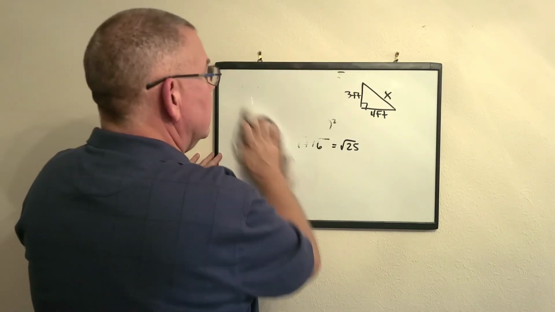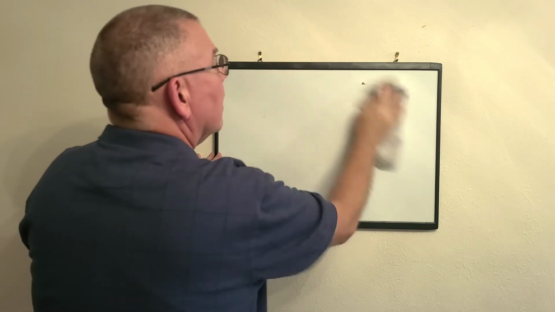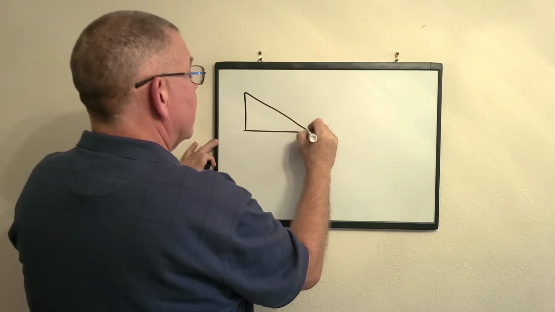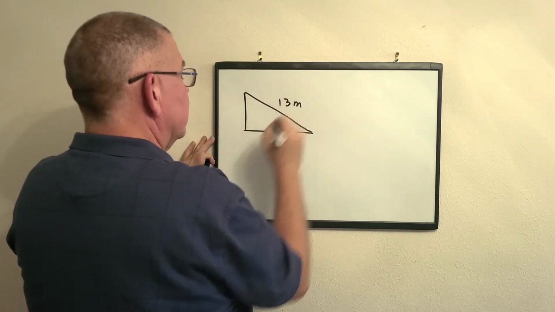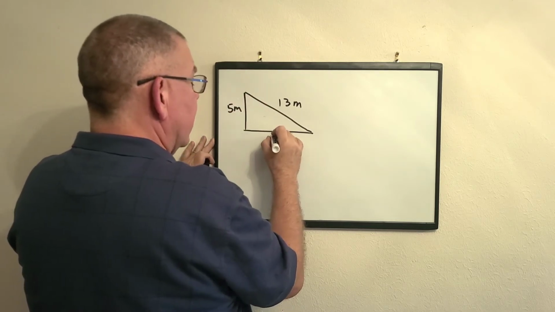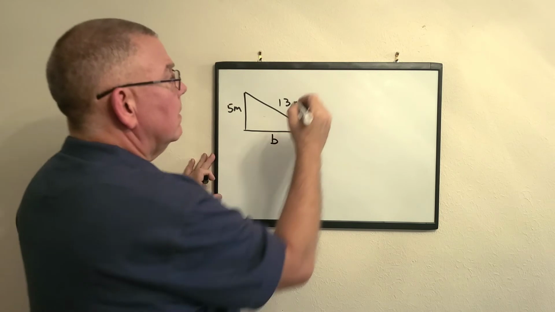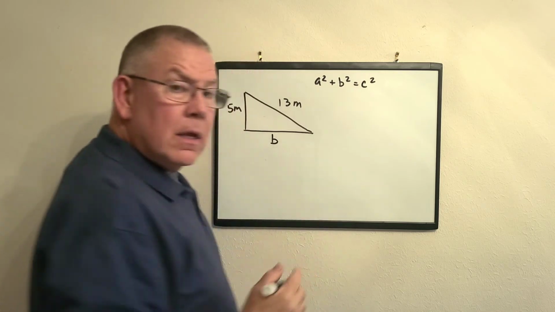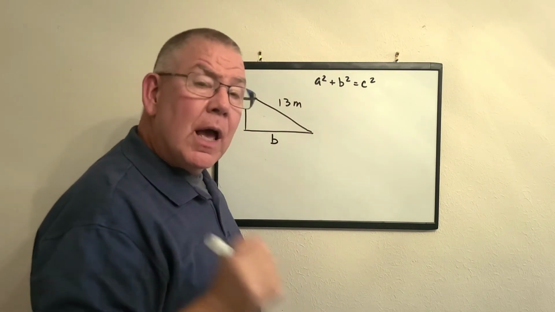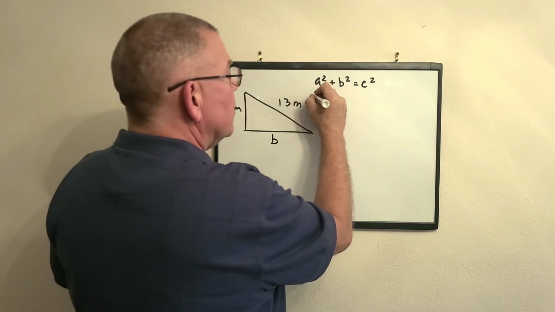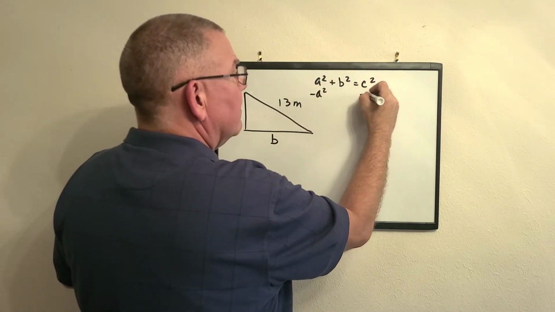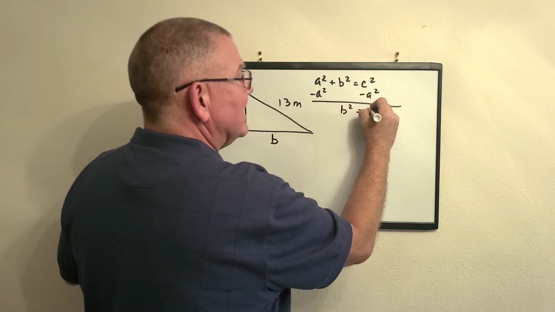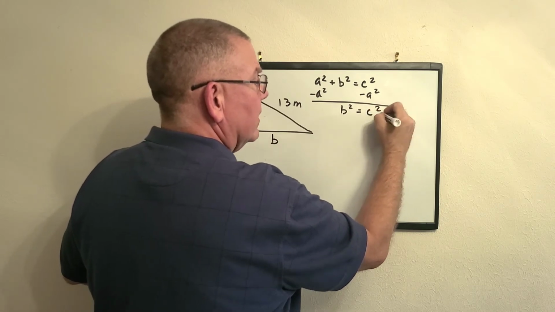Now we're going to look at another triangle. Let's say I have 13 here, 13 meters. I have 5 meters, and I want to find B. Now, I have a squared plus b squared equals c squared. Now I'm going to show you algebraically how we work this. I want to get b by itself. So I'm going to move a squared by subtracting it from both sides. Okay? So b squared equals c squared minus a squared.